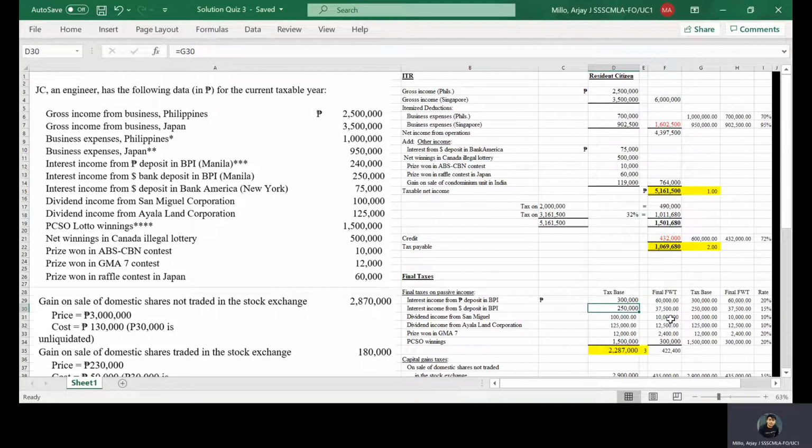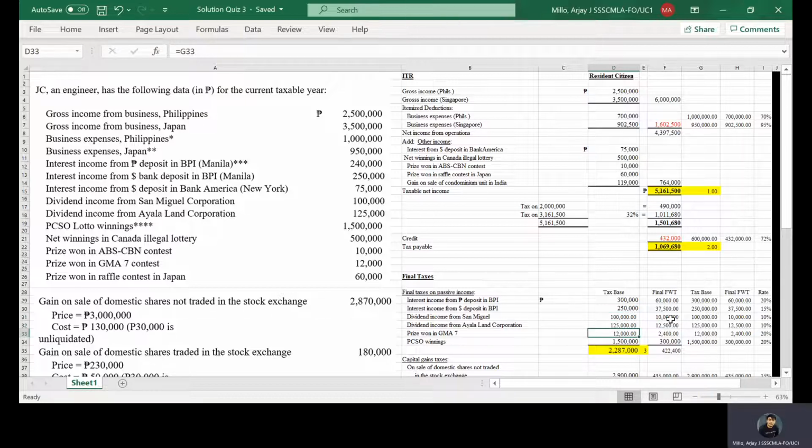Next is yung dollar deposit. So that's 250,000 gross amount. And then times mo lang sa 15%. So that's 37,500. And then you have also dividend income from San Miguel and Ayala Land. So San Miguel and Ayala Land are both domestic corporations. So included sila dito sa final withholding taxes, which is 10%. So that's 10,000 and 12,500, 100,000 and 125,000 for the tax base.